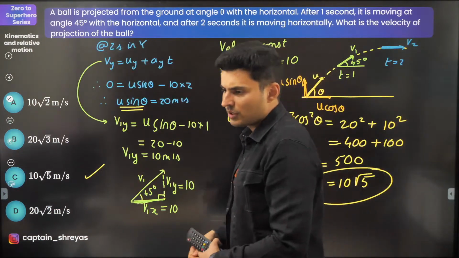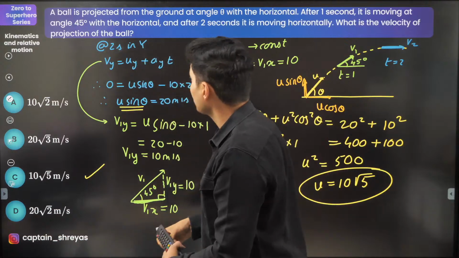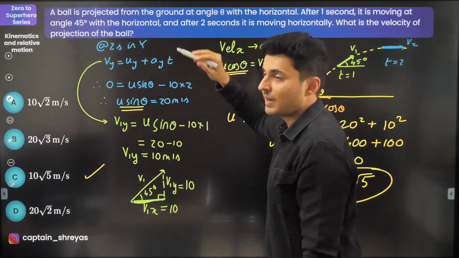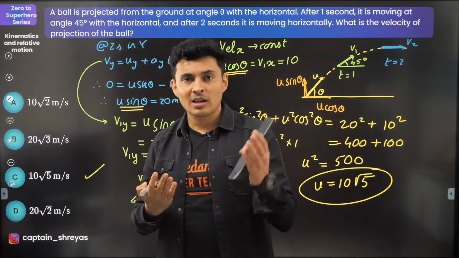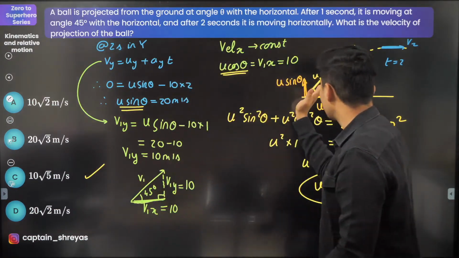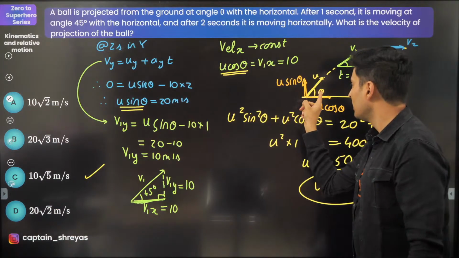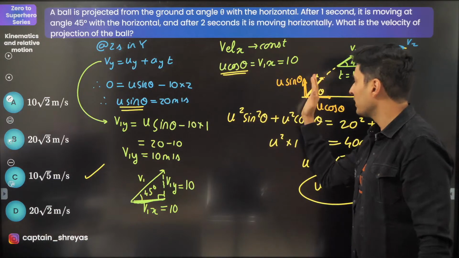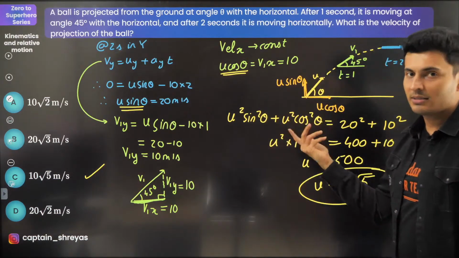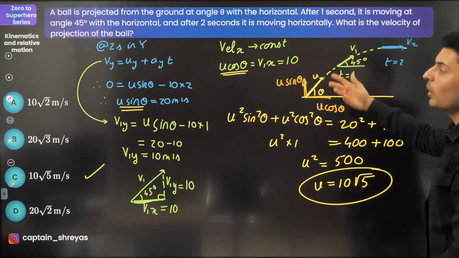Sir, why can't we put u sin theta as 0 in horizontal? Because it is given that it is projected with some angle. So that's one. And u sin obviously will be there. If you are projecting at some angle, there will be two components of it. So unless theta is 0, u sin won't be 0. You're throwing it. How can the sin theta component be 0? It has to go up.